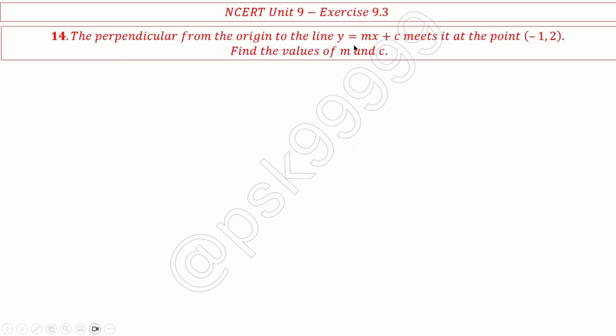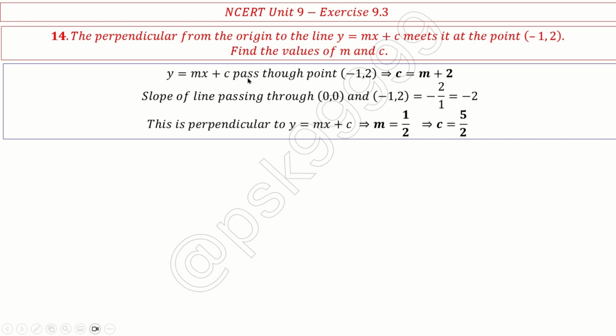The perpendicular from the origin to the line y equal to mx plus c meets at the point minus 1 comma 2. Find the values of m and c. Okay. So one is y equal to mx plus c passes through the point minus 1 comma 2, which means, if I substitute, c equal to m plus 2. This is my first equation. Okay. Now slope of the line passing through 0 comma 0 and minus 1 comma 2 is nothing but minus 2. Okay. And this line is perpendicular to the given line. So slope of given line, which is m, should be 1 by 2, because the perpendicular line slope is minus 2. So slope of the given line should be 1 by 2. So m is 1 by 2 and c is 5 by 2.